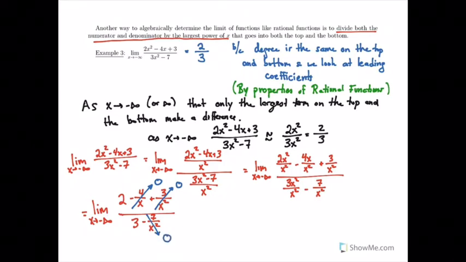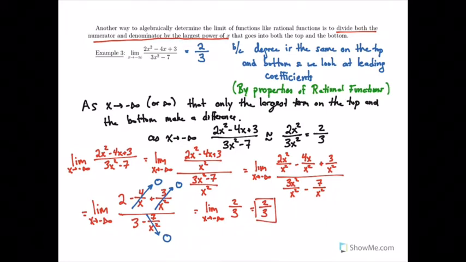And we're going to be left with the limit as x goes to negative infinity of 2/3. And the limit of a constant is just a constant.